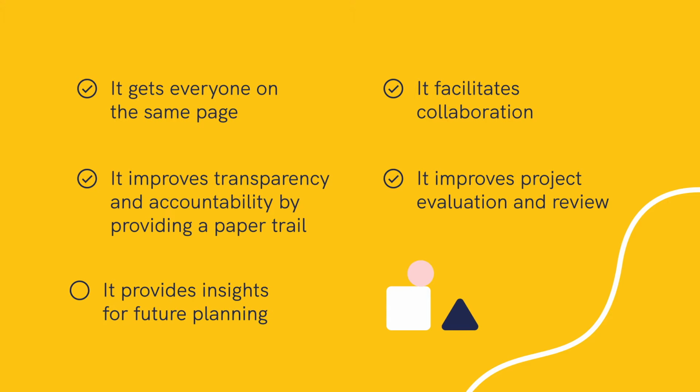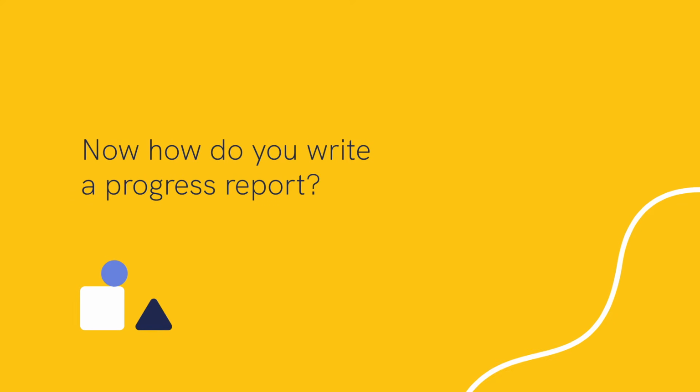It also provides insight for future planning. When the supervisor knows what tasks have been accomplished, he or she can focus on monitoring progress towards the next stages of this project. When a report shows that delays have occurred, the supervisor is able to investigate the problems that hindered the progress and take steps to prevent them from happening again in the future. Now, how do you write a progress report?